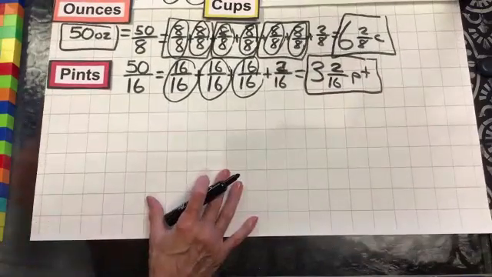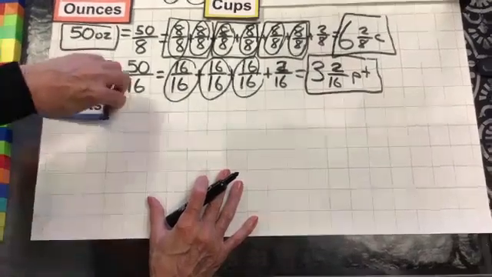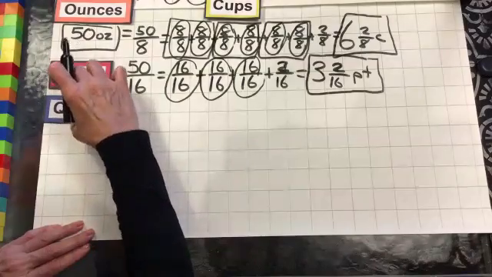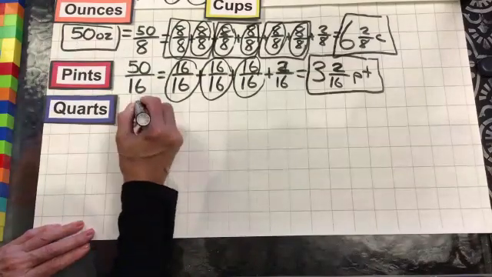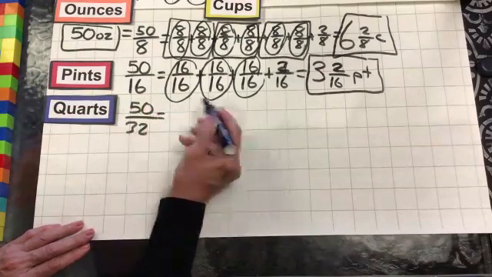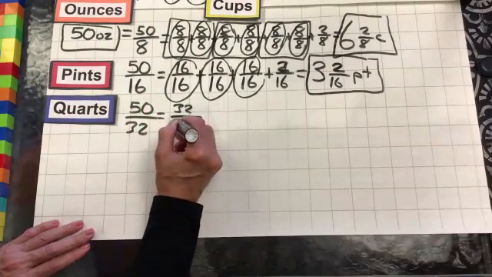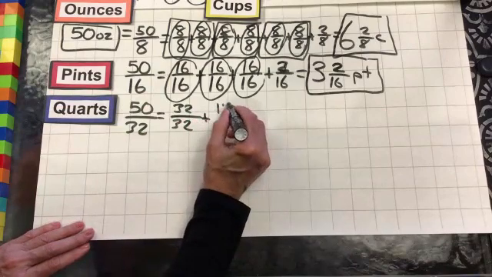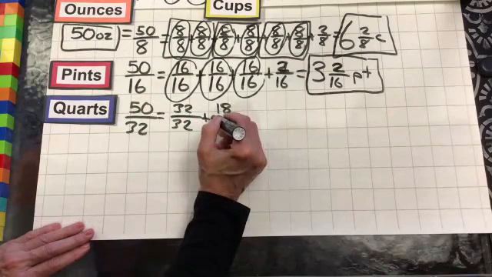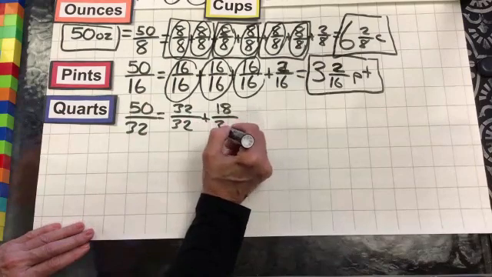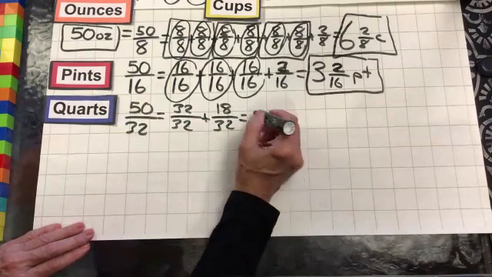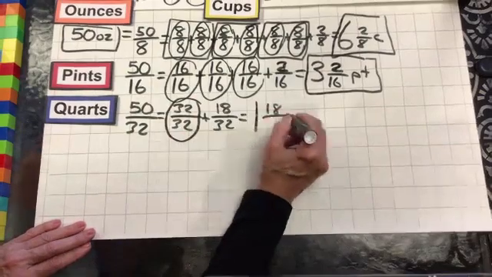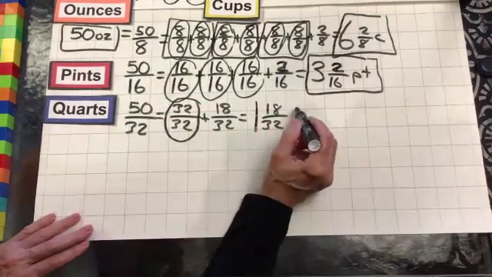All right, let's go on to quarts. And quarts is 32. Whoops. 32 ounces make a quart. And we know we can get 32 over 32. And then we have 18 over 32. And so we have 1 whole quart and 18/32 of a quart.